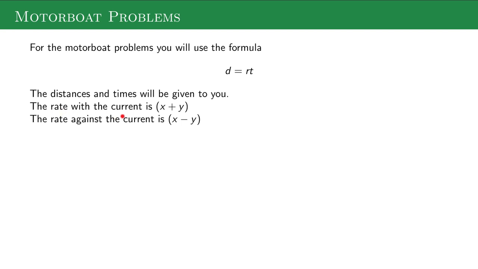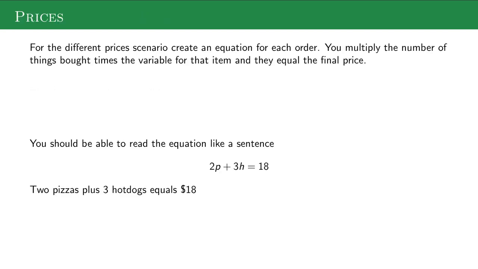When you're going with the current, its speed is going to get added to the boat, so that'll be the rate that goes there. When you're going against the current, its speed is going to get subtracted from the speed of the boat, and that rate's going to go there. So basically you put a distance here, a time here, a distance here, a time here, and you get your system, which then you can solve using your other methods.